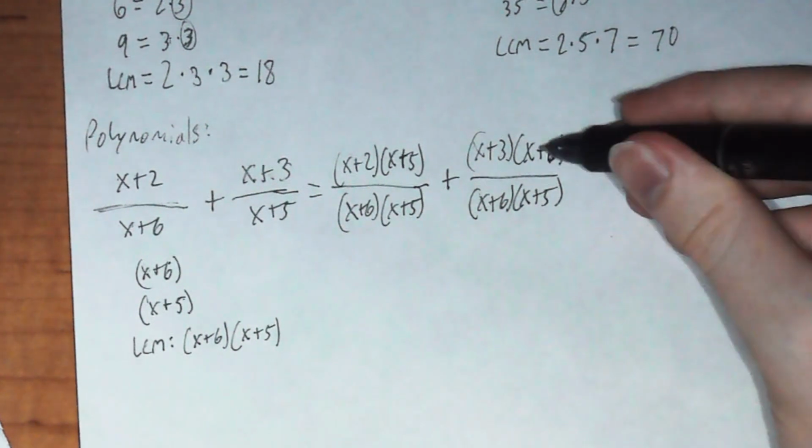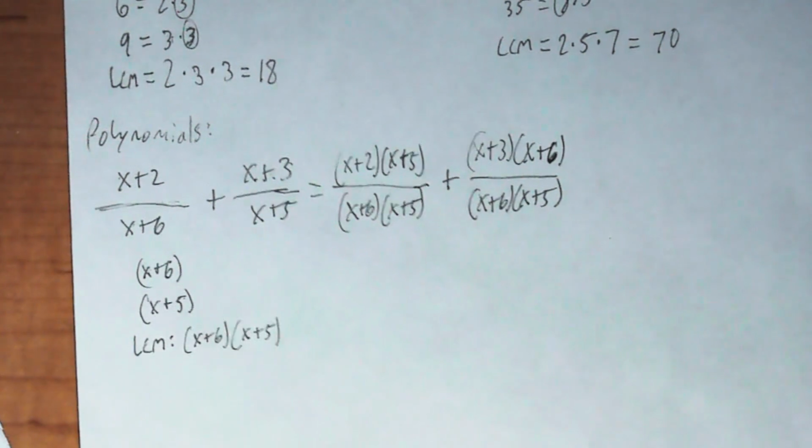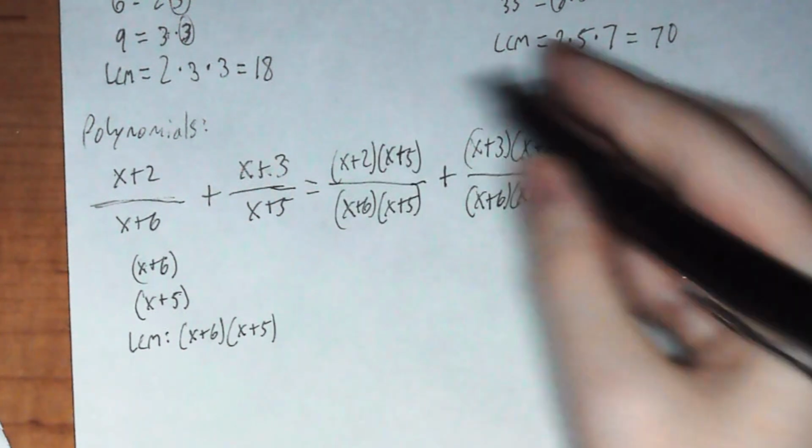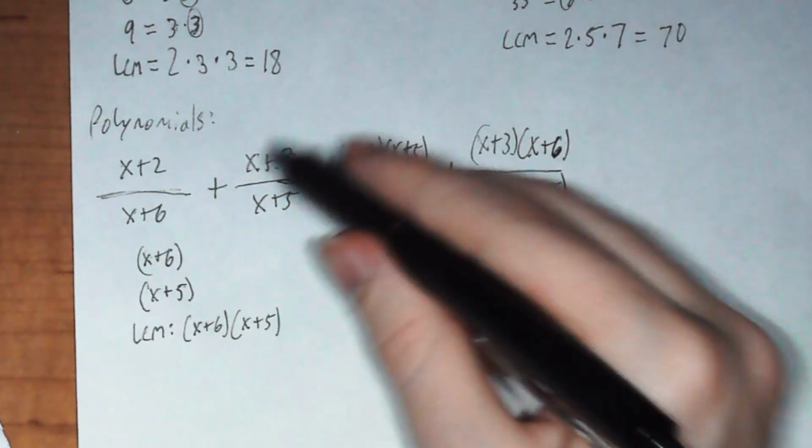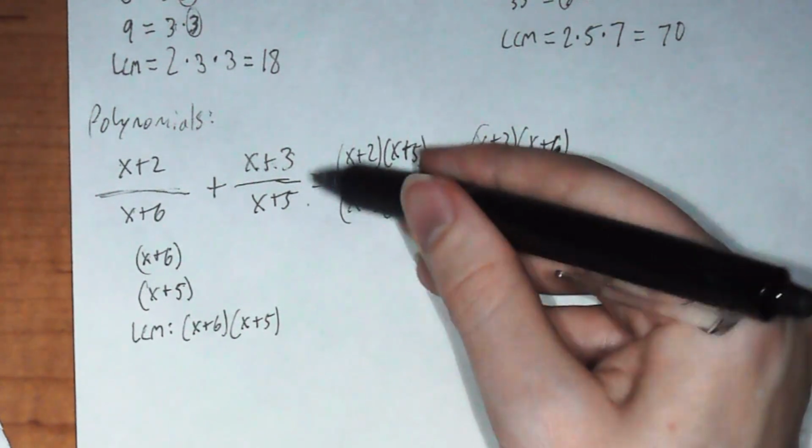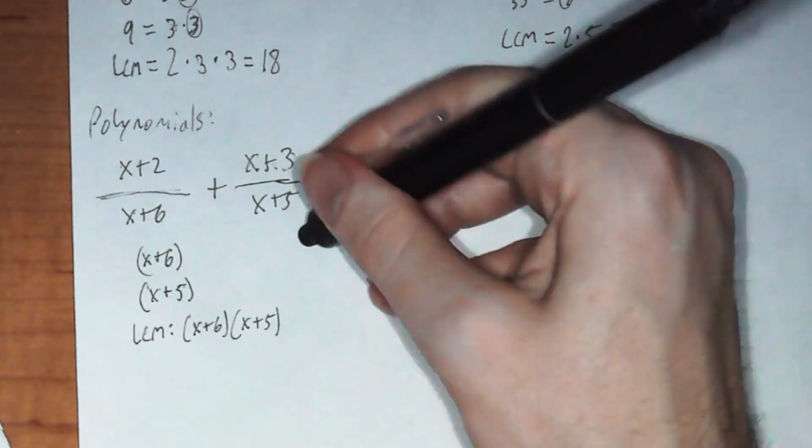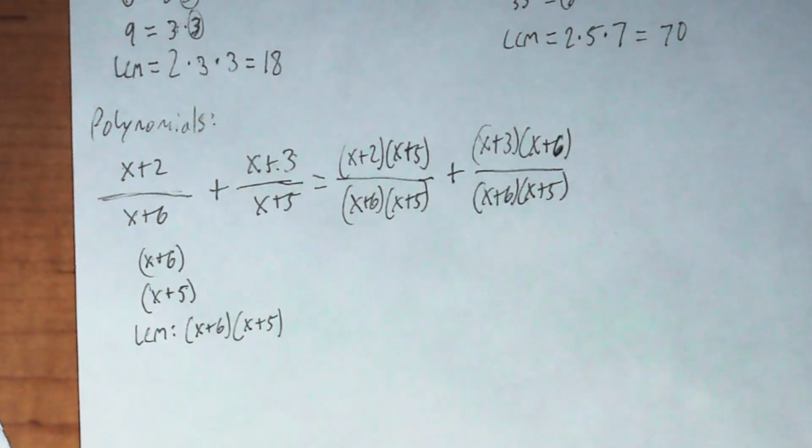And again, we have to multiply this by x plus 6 because when we unreduce fractions in general, we have to multiply both the top and bottom by the same thing. Otherwise, we're changing the fraction.